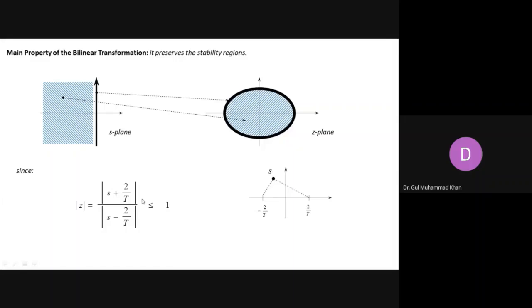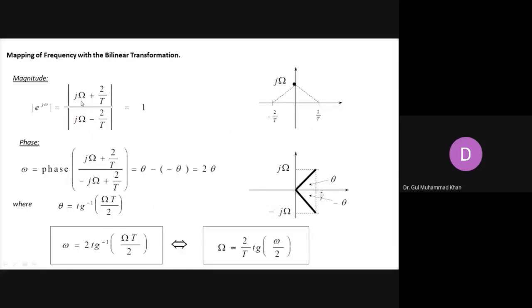Z is equal to e raised to power j omega, and S is equal to directly j omega. So this is actually the analog frequency. This is the normalized frequency in digital domain. So z equal to e raised to power j omega, and s is replaced by j omega. This omega is actually 2 pi f, which is the analog angular frequency. You guys remember that, right?